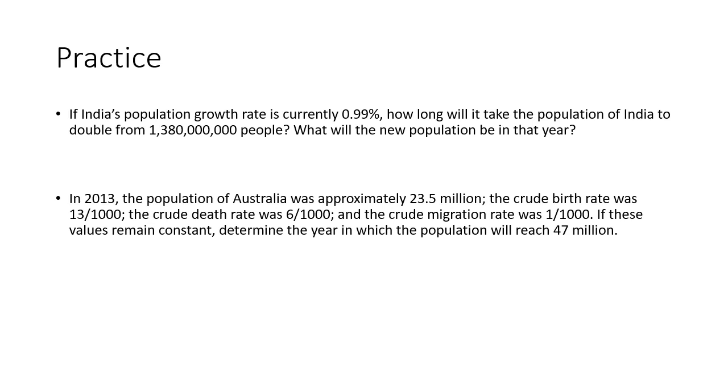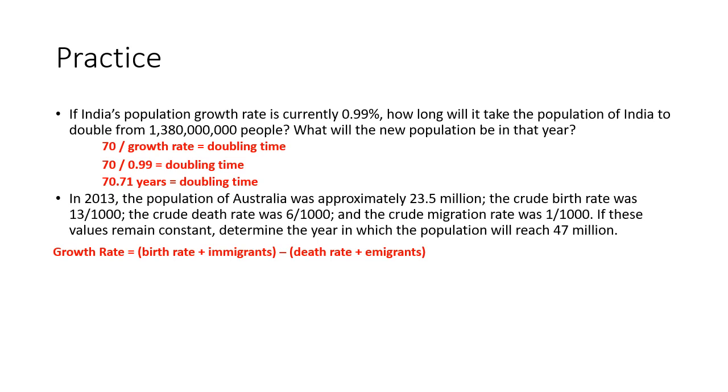Okay, now that you're back, let's say for this first one, if India's population growth is currently 0.99%, how long will it take for the population in India to double from 1.38 billion people? Okay, and then what will the new population be that year? So our formula is 70 divided by our growth rate equals our doubling time. We can add 0.99 in for growth rate. 70 divided by 0.99 gives us our doubling time. Our doubling time is 70.71 years. So the Indian population is expected to, oops, I didn't do that last part.